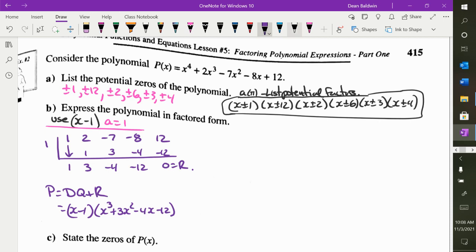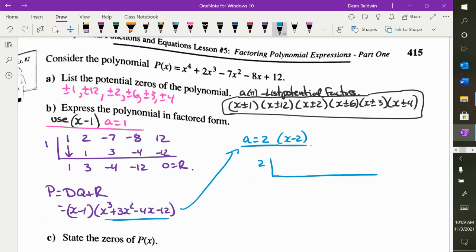So we're going to use a is equal to 2. If I say a is equal to 2, what's my factor that I'm using? X minus 2. So we're doing synthetic division again, but this time we're doing it on this one here. So 2 goes outside. Do I need a placeholder? No.